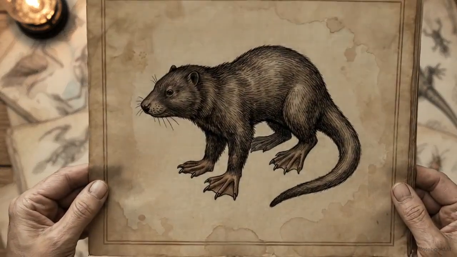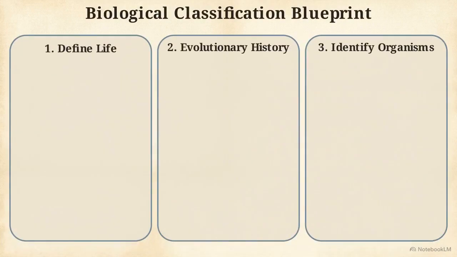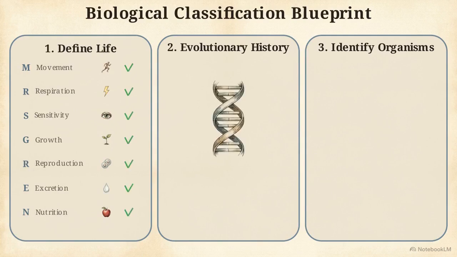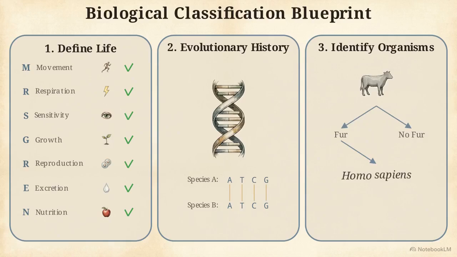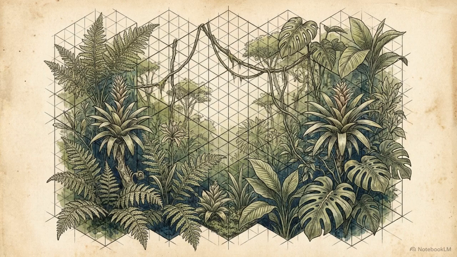You now have a complete blueprint to navigate biological classification. You know how to define life with MRS GREN, track evolutionary history with DNA, and identify specific organisms using binomial names and dichotomous keys. The natural world might seem chaotic from the outside, but you now know the rules to read it as a highly organized, predictable system.